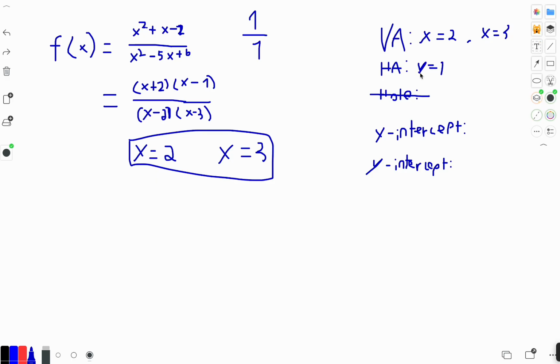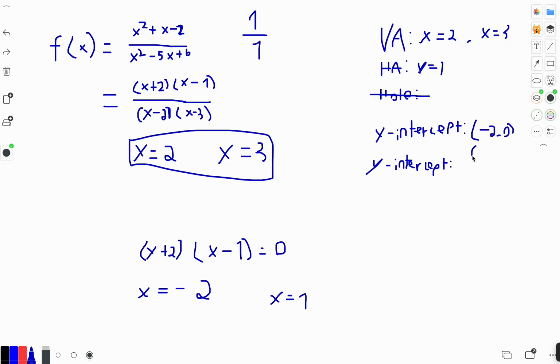Great. Okay. Now x-intercept, just like in the previous example, we set our numerator equal to 0, x plus 2 and x minus 1 equals 0. Okay, so using zero product property, we get x is equal to negative 2 and x is equal to 1. So again, we're going to have two x-intercepts. We're going to have negative 2, comma 0 and 1, comma 0.